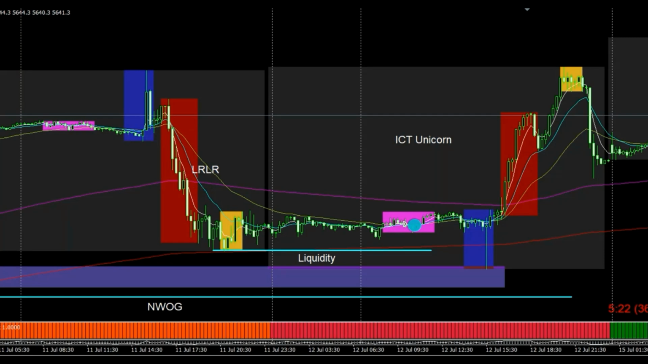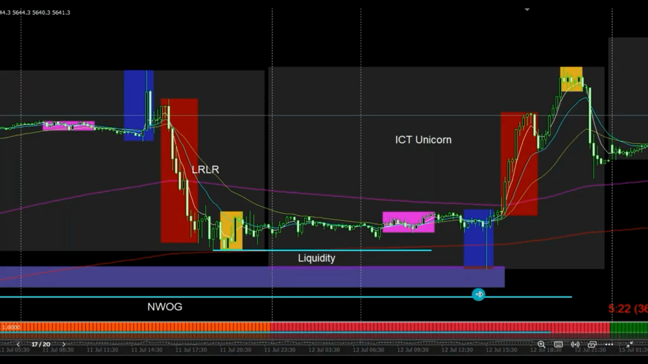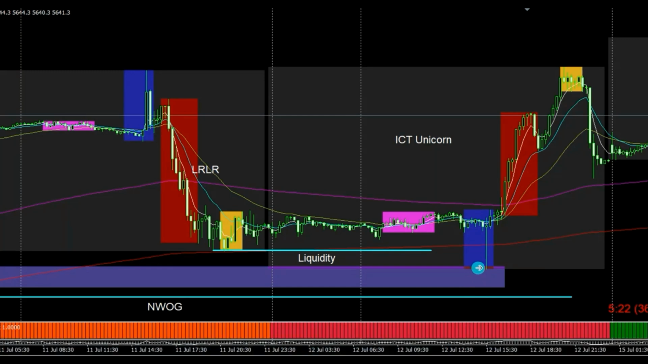consolidates during Asia and London, and then during the pre-New York hour, price dips right back, takes this liquidity, and taps into that order block inside of a fair value gap, aiming back towards the new week opening gap. Sometimes it will actually touch the new week opening gap, but the fact that we had that order block inside of a fair value gap, that lets you know that that is the reversal area.